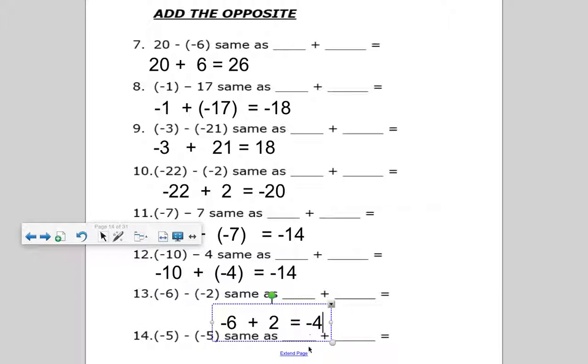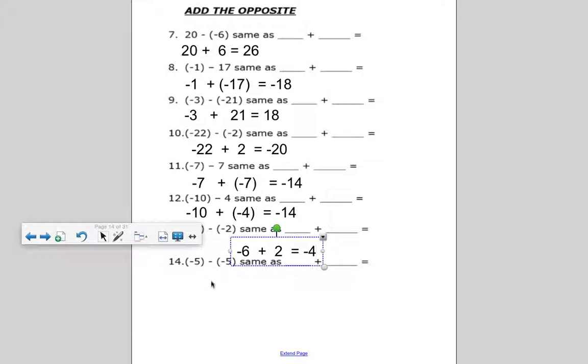And last but not least, negative 5 minus negative 5. We have 5 negatives. I need to take those 5 negatives away. I think there'll be 0. But using the additive expression, I keep the negative 5, add the opposite. What's the opposite of negative 5? 5. Negative 5 plus 5 equals 0.